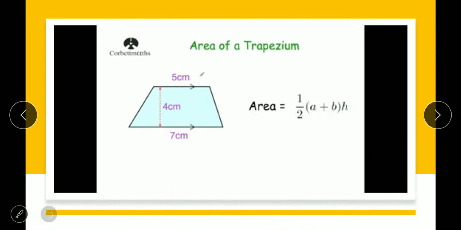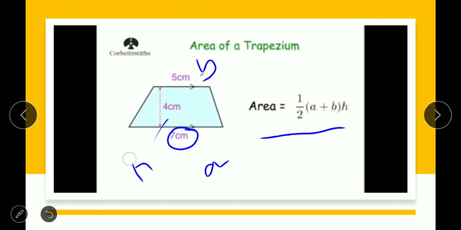In this video, we are going to learn how we can find the area of a trapezium. First, we'll learn the formula for finding the area of a trapezium. The area of a trapezium is equal to 1 by 2 into (A plus B) into H. A is one of the parallel sides, it can be here, and B is the other parallel side. And the height is H in this figure.